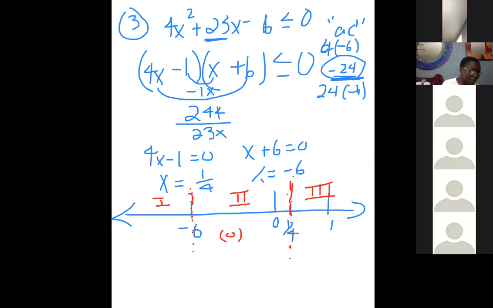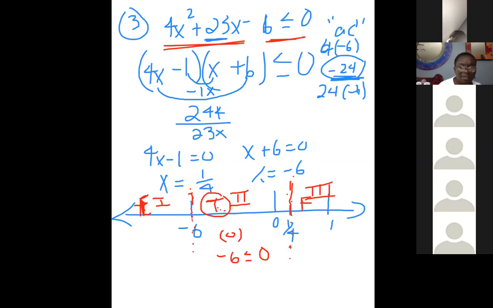So we're going to take the 0, go back into the original problem, and plug it in. When we substitute 0 in, we're left with -6 is less than or equal to 0. Is -6 less than or equal to 0? Absolutely true. Since the truth values are alternating most of the time, if this region is true, then that would make region 3 false and region 1 false. So region 1 is false, region 2 is true, region 3 is false.